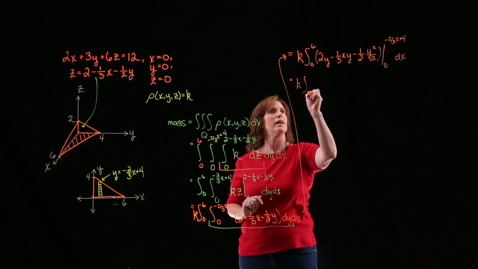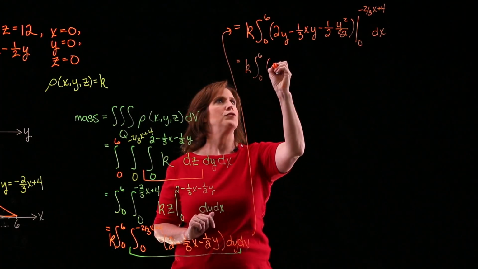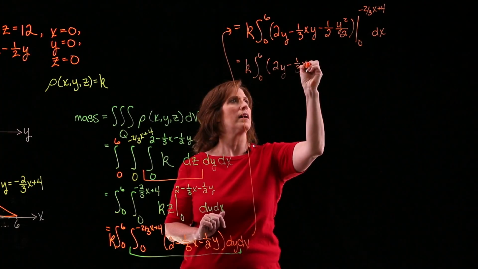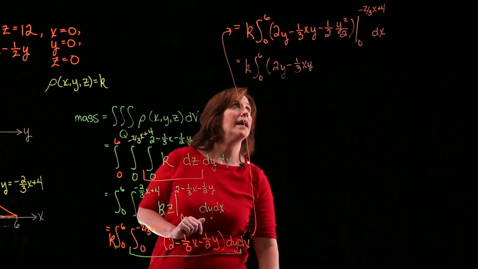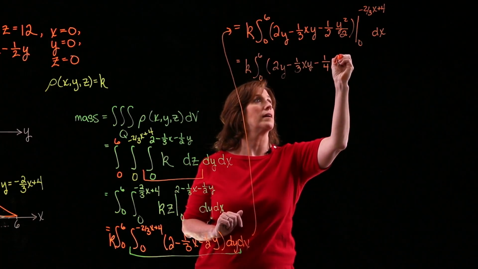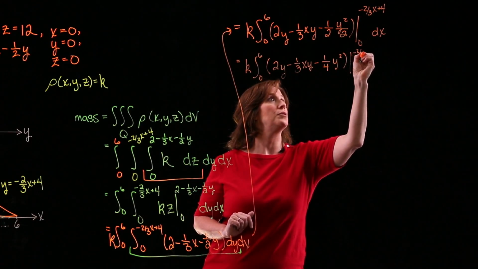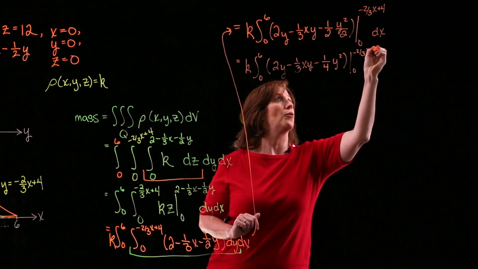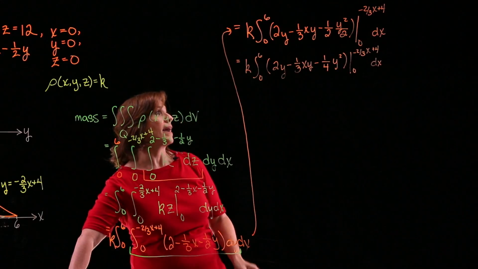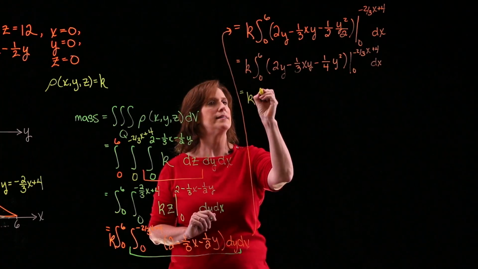Okay, so now let's take a minute and just simplify this just a little bit. So I'm going to have 2y minus 1/3 xy minus 1/4 y squared, evaluated from 0 to minus 2/3 x plus 4, dx.